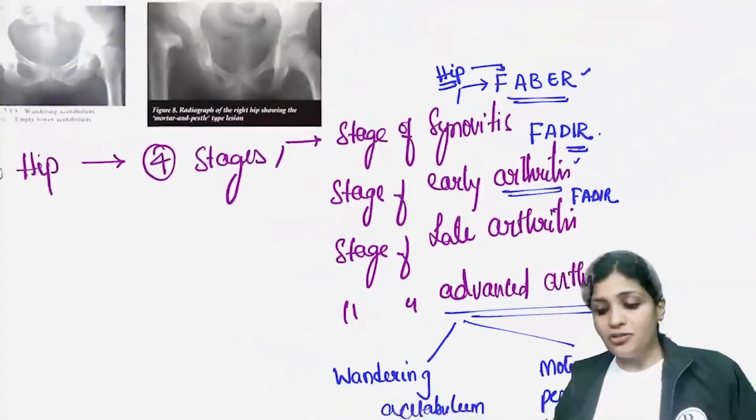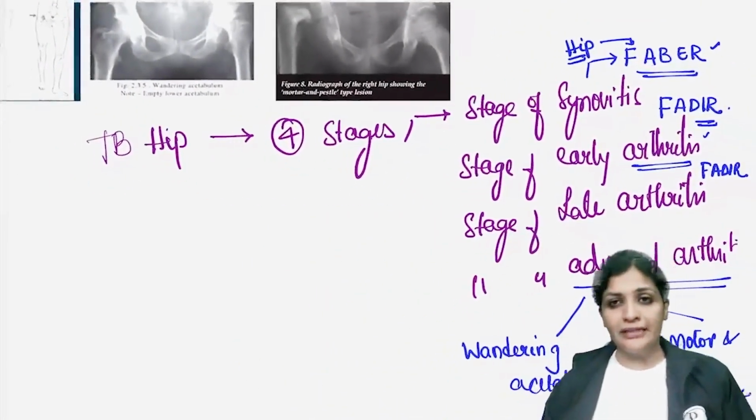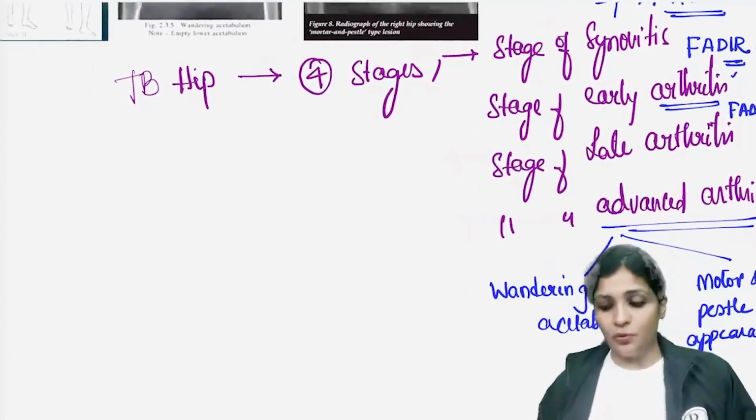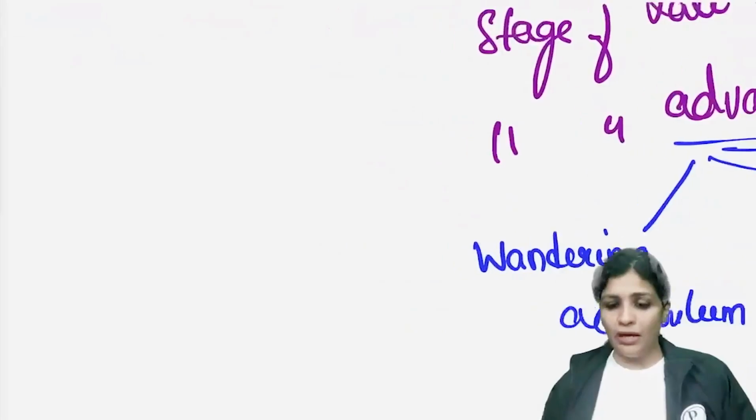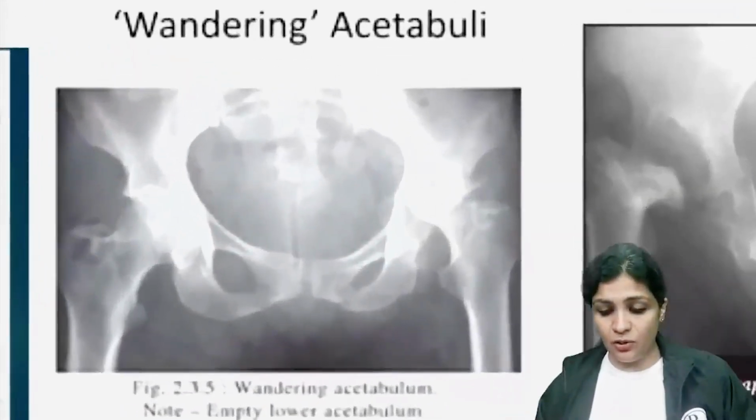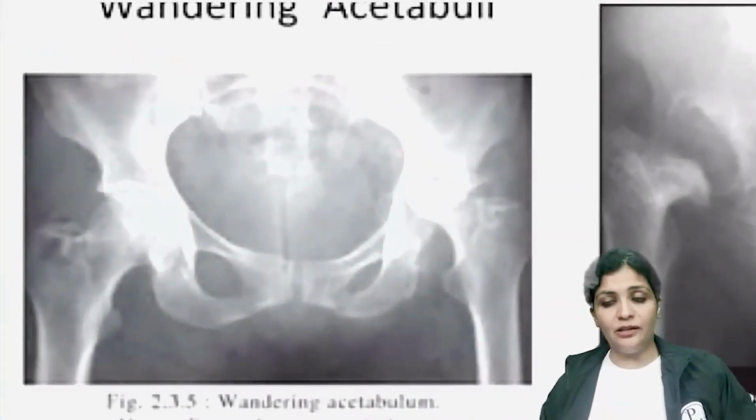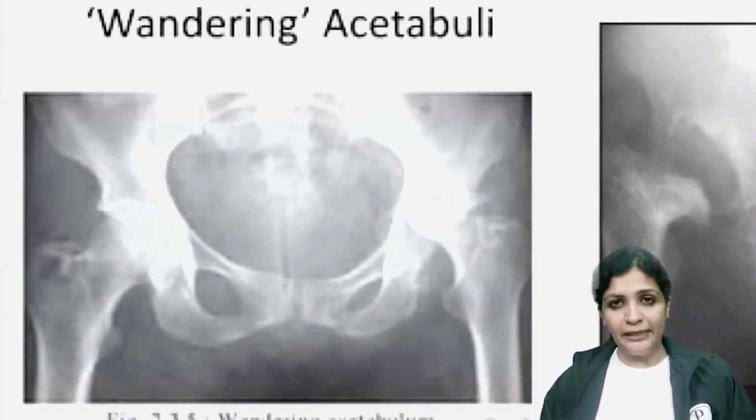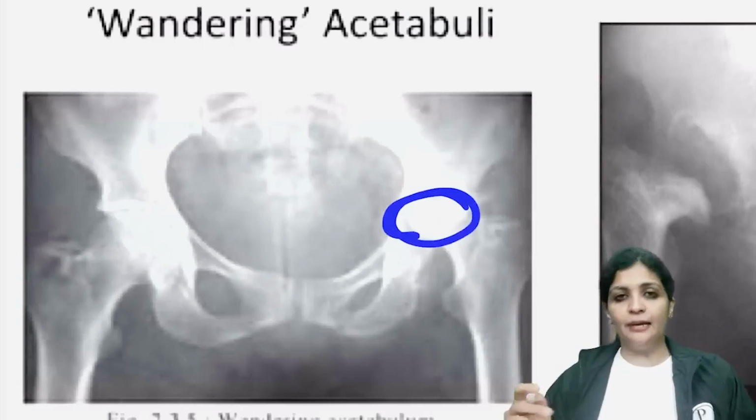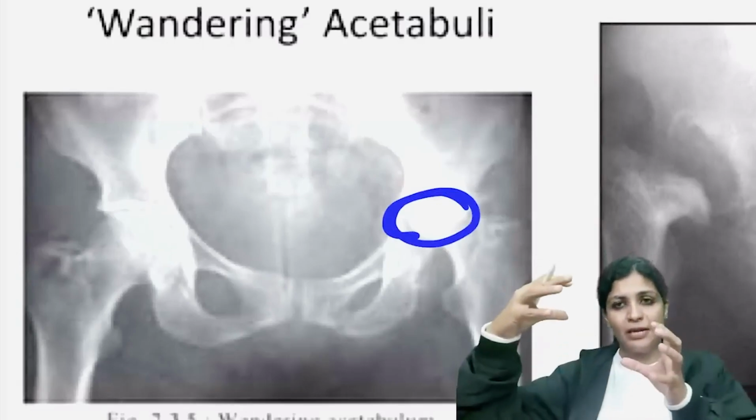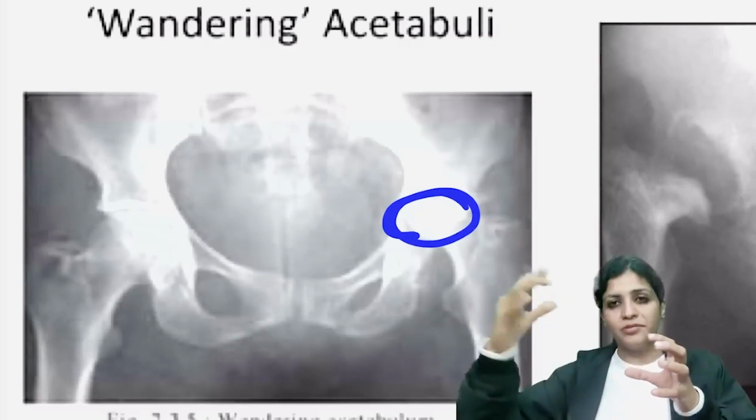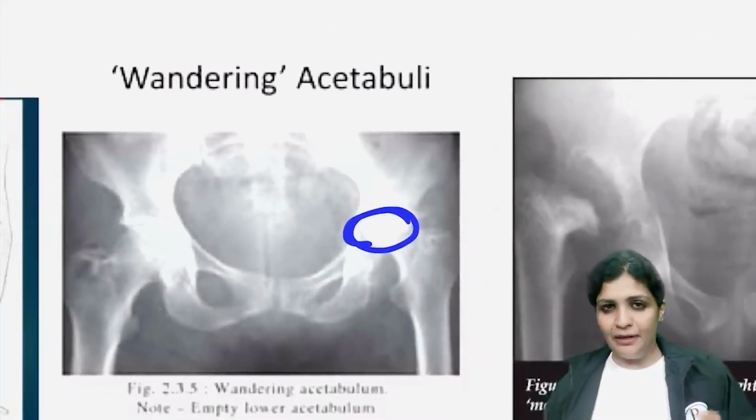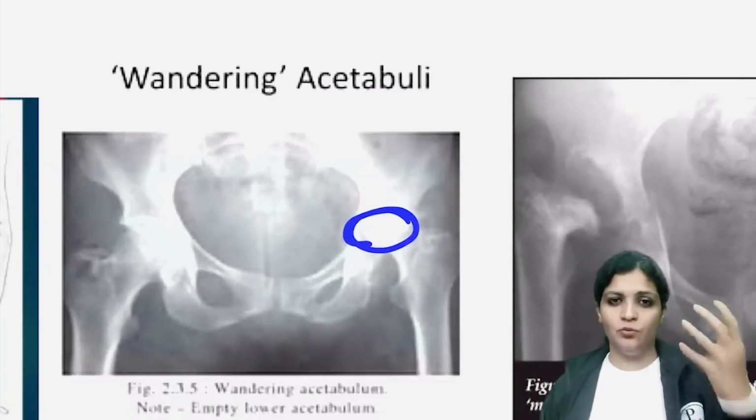Right, so this is the stage of synovitis, stage of early arthritis, stage of late arthritis and stage of advanced arthritis. So one is your wandering acetabulum and one is your mortar and pestle appearance. So here this is the wandering acetabulum. So what is actually the wandering acetabulum? What happens is the acetabulum is completely damaged and this head keeps moving up and down because the acetabulum is so wide. So that is called the wandering acetabulum.